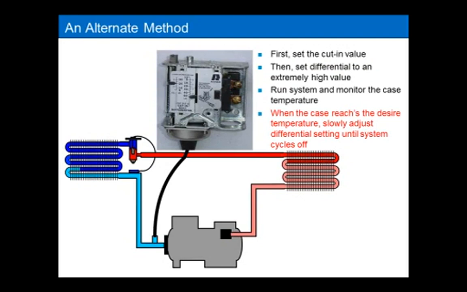You've now set the cut-in. That will give you a good off-cycle defrost. It will cut on at the right value, and now you've selected a cutout point that matches the system.